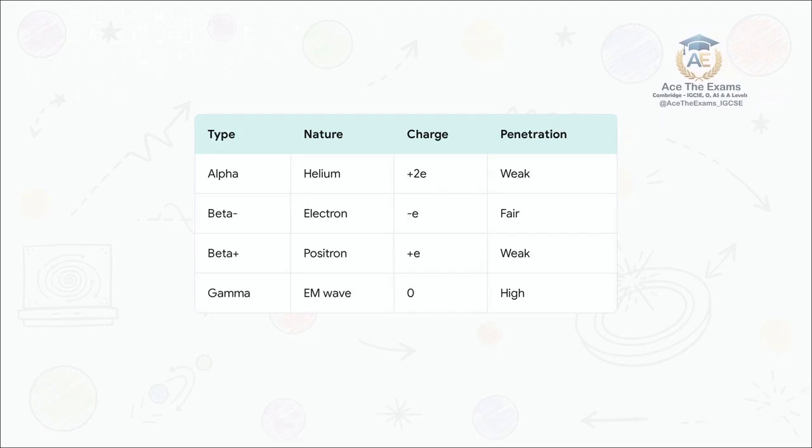Beta particles are fast-moving electrons or positrons. They penetrate further, needing millimeters of aluminum to stop them. And gamma? Zero mass, zero charge, just pure, high-energy electromagnetic radiation that needs centimeters of dense lead to even slow it down.